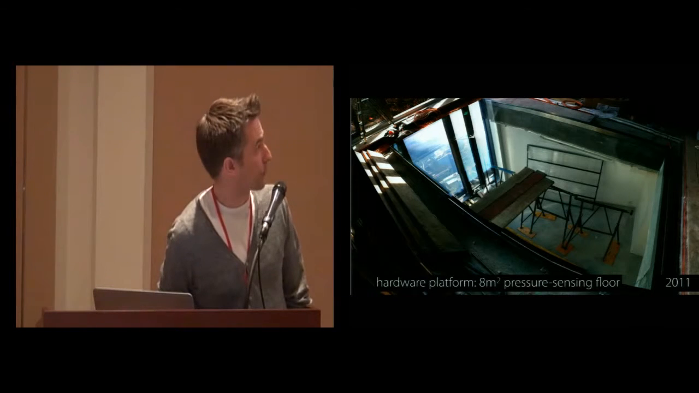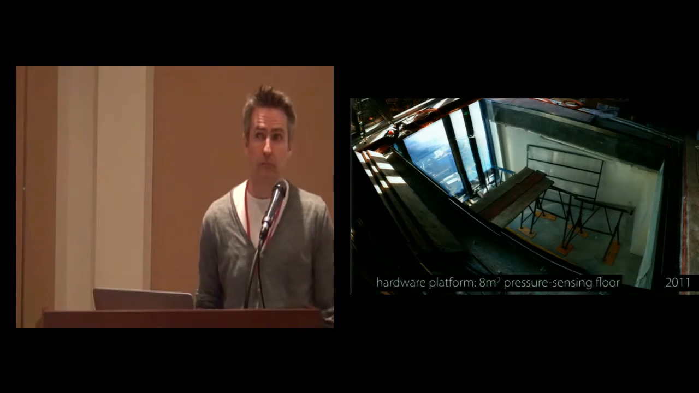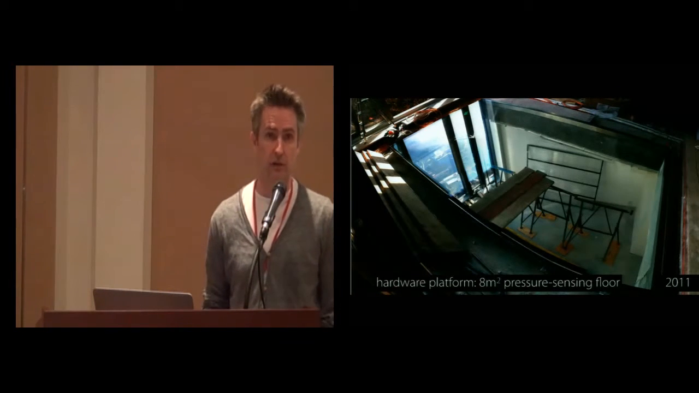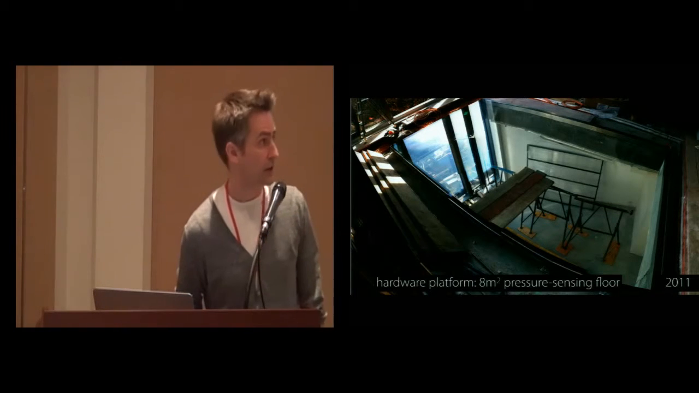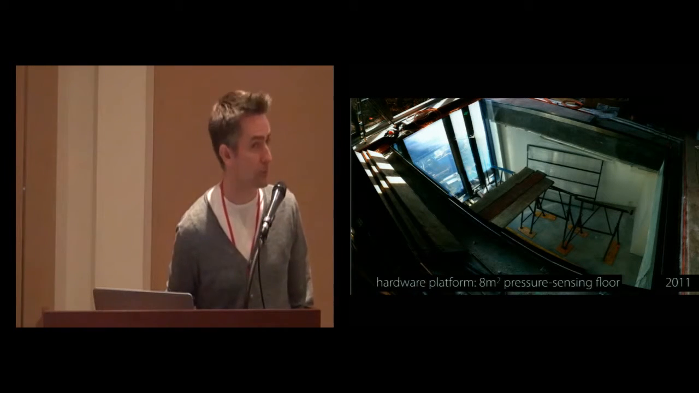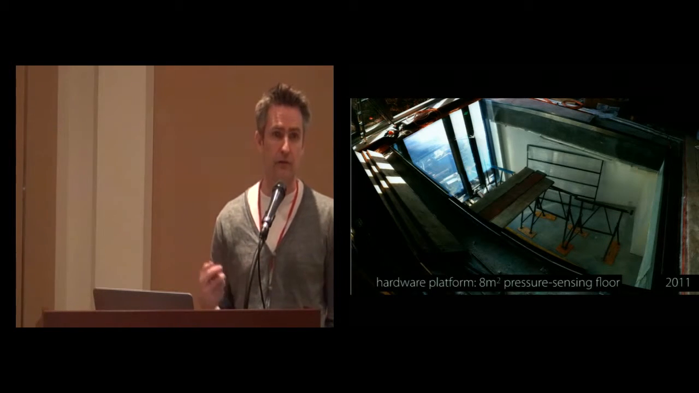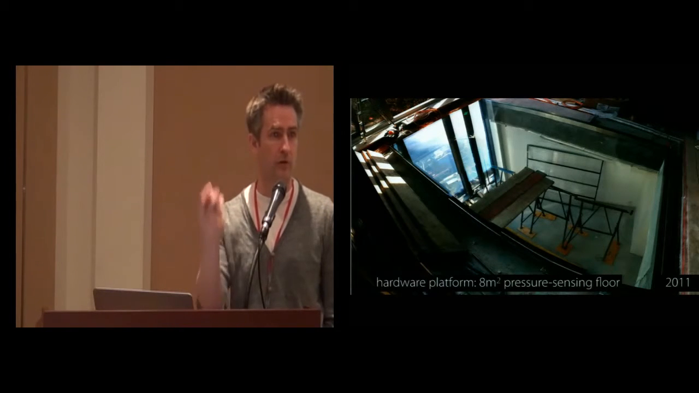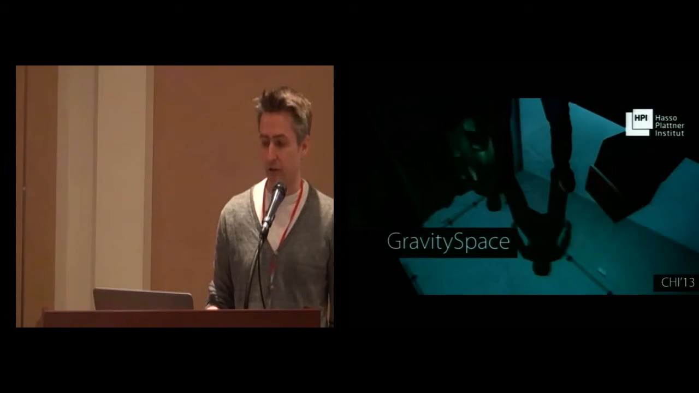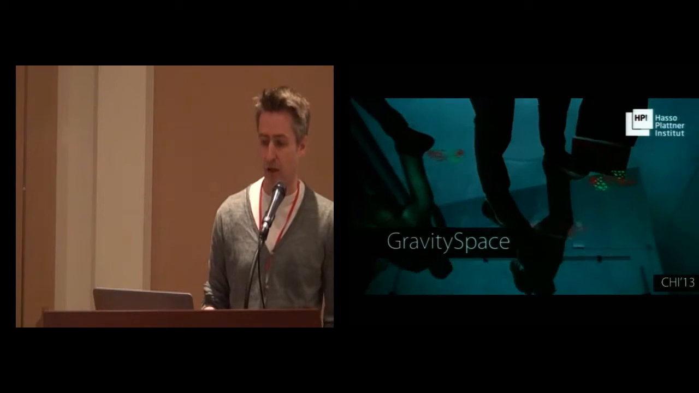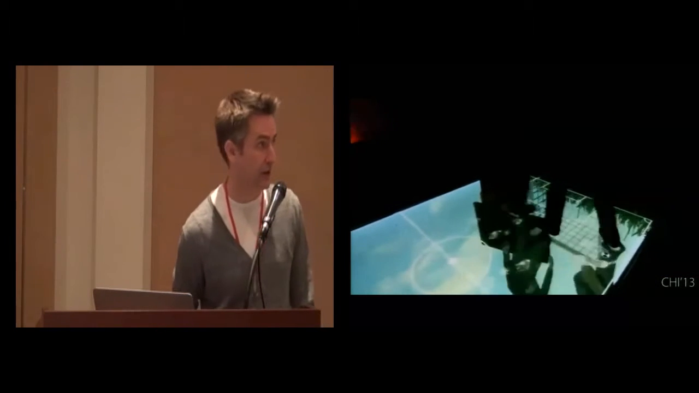Then the year after, we upgraded to a larger platform. We created a system for ourselves. We moved to a new building. So what you see here is we had a chance to get 2 rooms on top of each other and put a glass sheet in between. That allowed us to create a floor that was 8 square meters large, 30 megapixels of sensing, camera below, projection below. And then we presented here at CHI the system called GravitySpace.